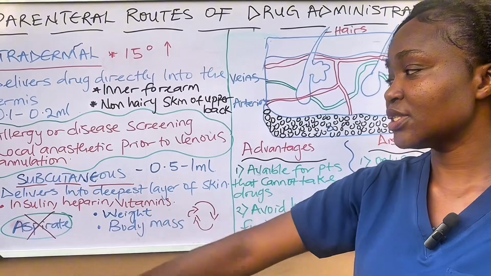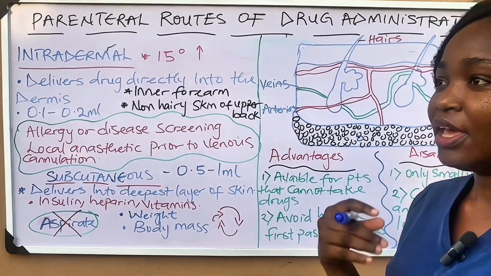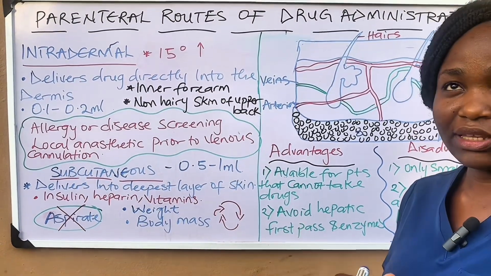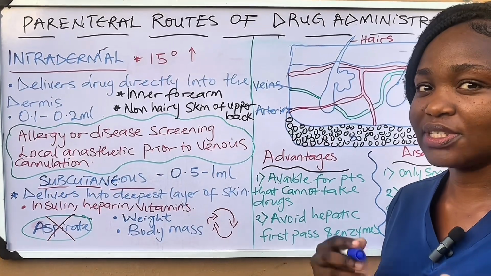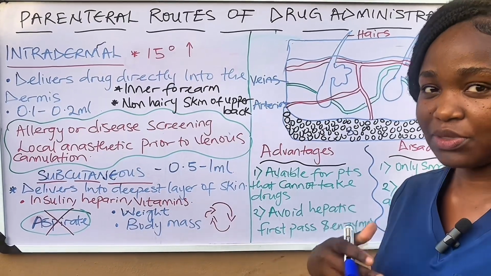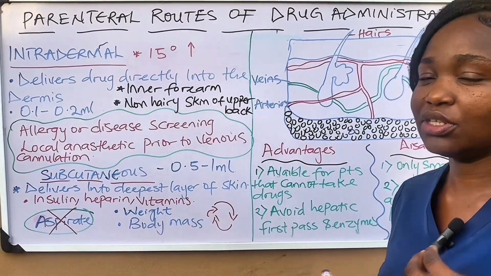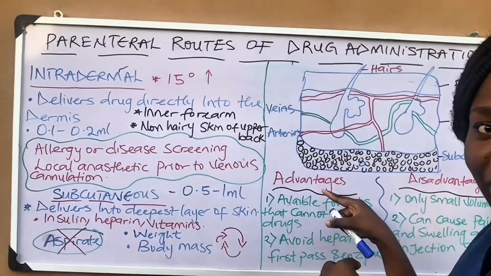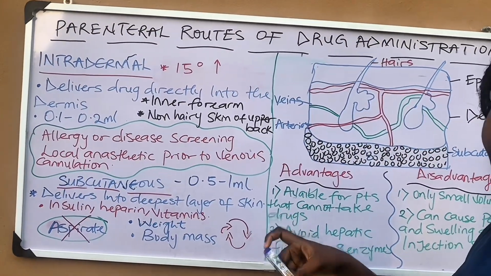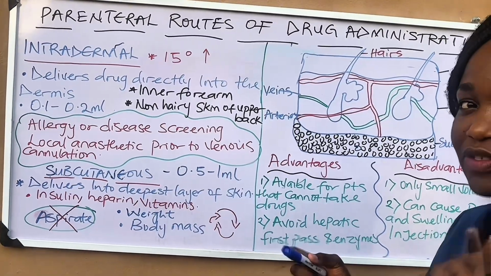The subcutaneous route of drug administration delivers medications into the deepest layer of the skin. Examples of drugs given this way are insulin, heparin, and vitamins. When giving a drug through the subcutaneous route, it is very advisable to change sites of insertion over time. So if this was given at this site, you change to another part of the body. Because this is deeper compared to an intradermal route, it needs a greater angle of insertion because we are going deeper into the skin. Most of the time, the angle of insertion used for subcutaneous is 45 degrees.